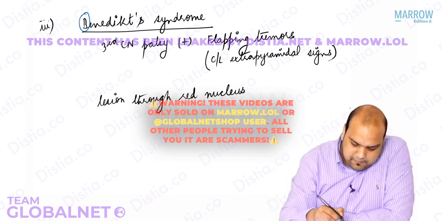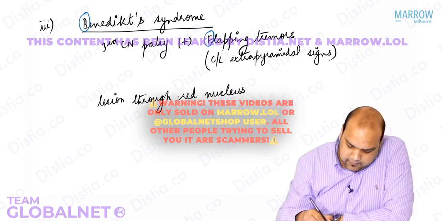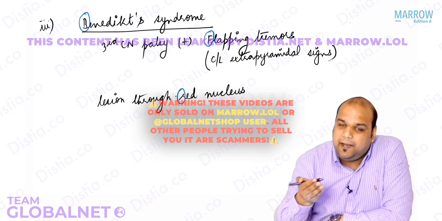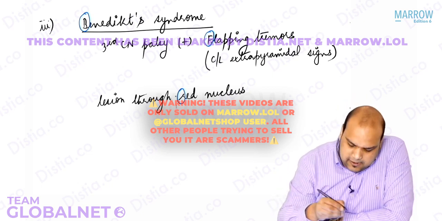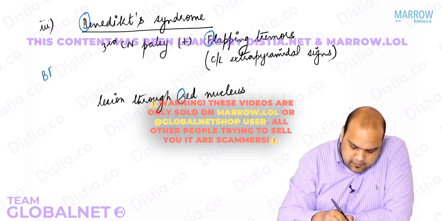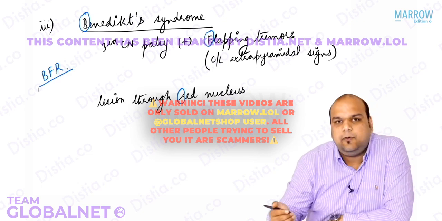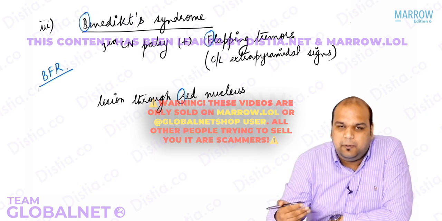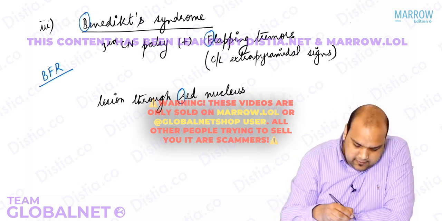I remember it by B, F, R. If you talk about the MCQ points, these are the points. Benedict syndrome, flapping tremors is also seen, and the lesion is through the red nucleus. BFR, that's how I remember it. Okay? Boyfriend, breakfast, whatever you can remember it as the short form. Then number 4, everybody.